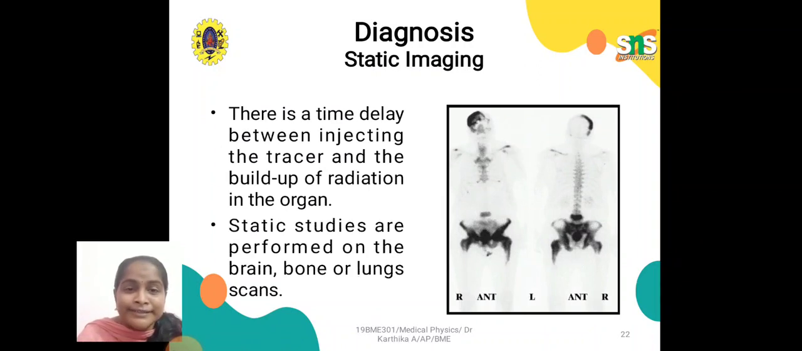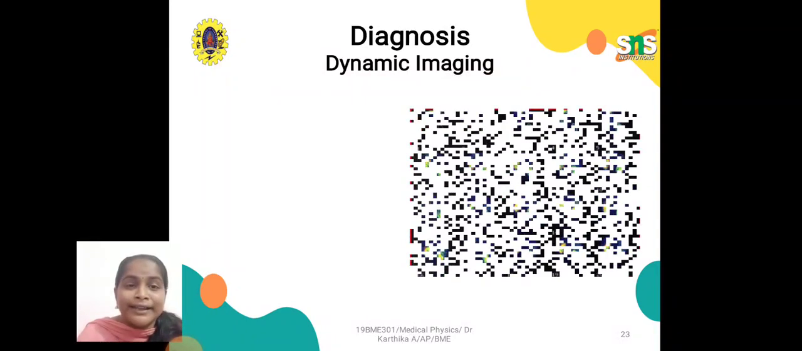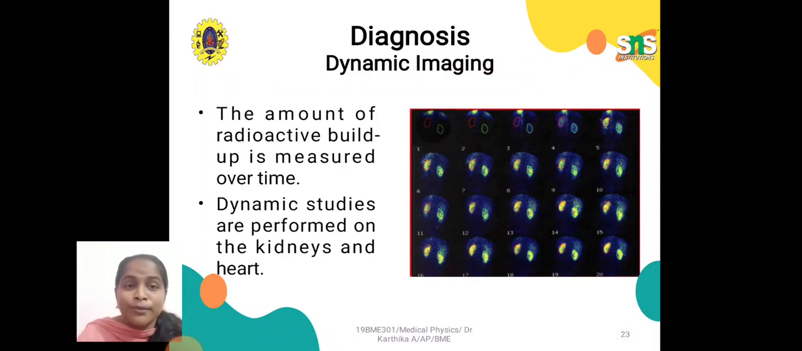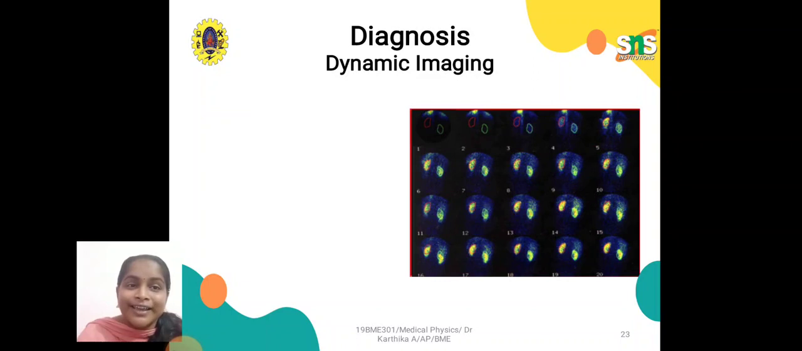And in the diagnosis part we have static and dynamic imaging. First one is static imaging. There is a time delay between injecting the tracer and the buildup of radiation in the organ. Here static studies are performed on the brain, bone or lung scans. And in dynamic imaging, the amount of radioactive buildup is measured over time. Dynamic studies are performed on the kidneys and heart. Okay.